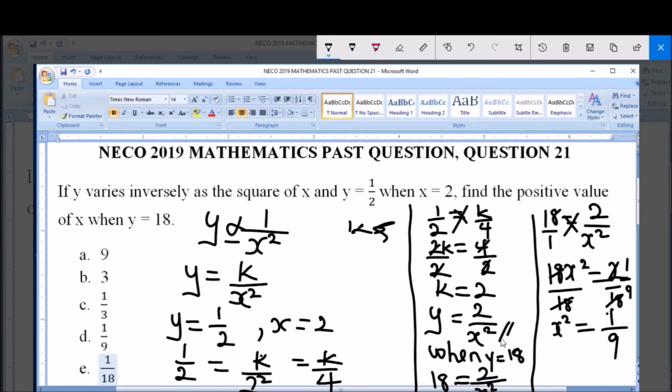Now we have x square, but we are asked to find x, not x square. So we take the square root of both sides. The square root of x square gives us x, and the square root of 1 over 9 is the same thing as the square root of 1 all over the square root of 9. The square root of 1 gives us 1, and the square root of 9 gives us 3. So therefore the value of x is 1 over 3 when y is equal to 18, and that is option C. x is equal to 1 over 3, which is the correct answer.